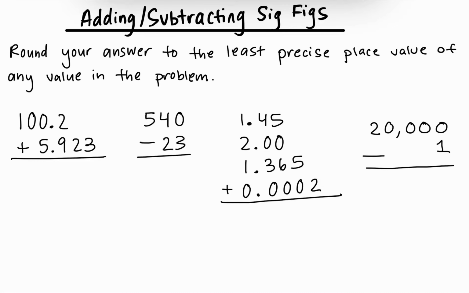All right, let's look at the rules for adding and subtracting sig figs. So you're going to round your answer to the least precise place value of any value in the problem. So let's just do some practice problems.